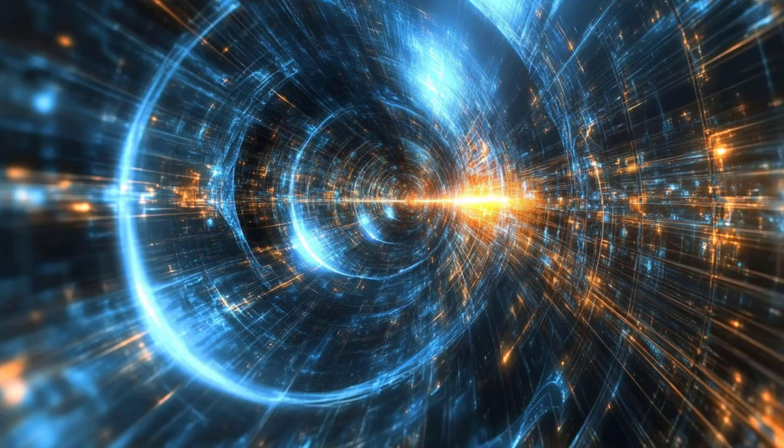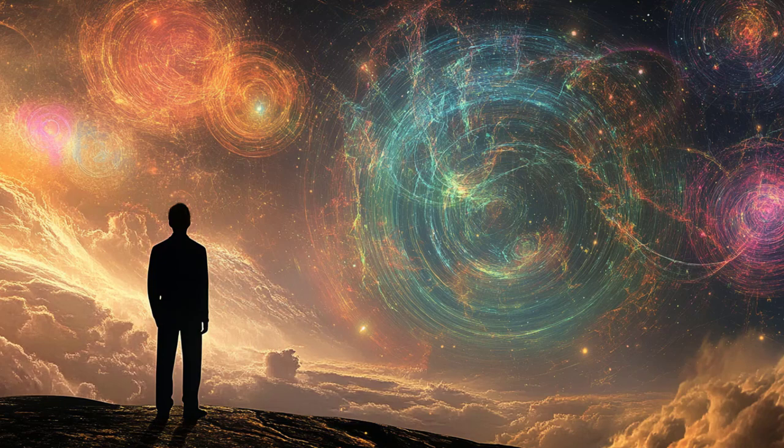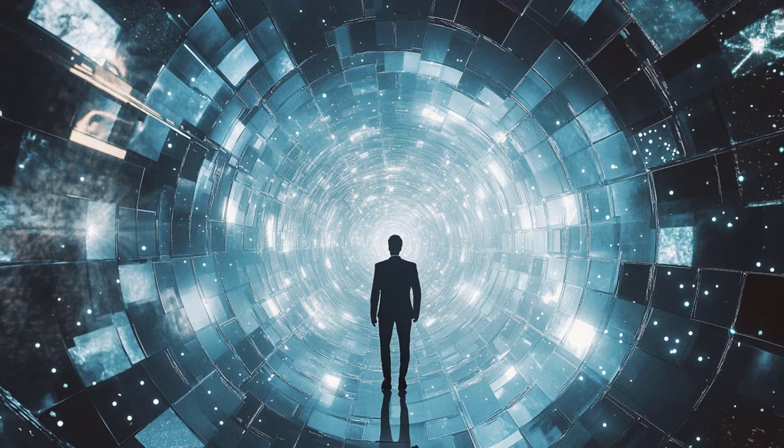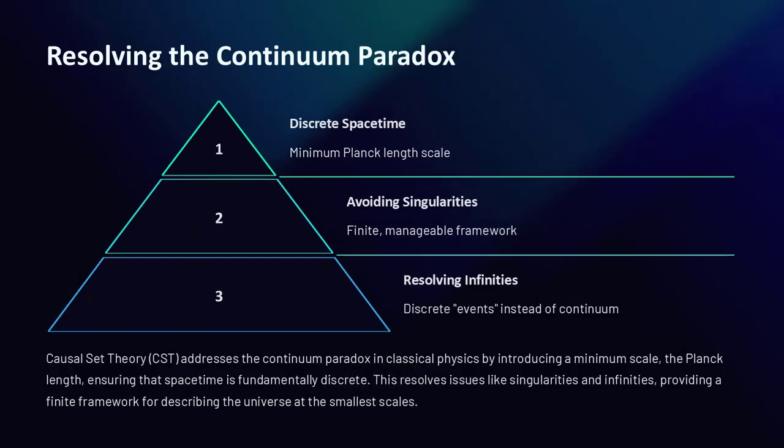One of the core motivations for CST is addressing the continuum paradox in classical physics. General relativity treats spacetime as infinitely divisible, leading to problems such as singularities, points of infinite density, and infinities in quantum field theory. CST introduces a minimum scale, the Planck length, ensuring that spacetime is fundamentally discrete. This resolves the issue of infinite divisibility, providing a finite and manageable framework for describing the universe at the smallest scales.